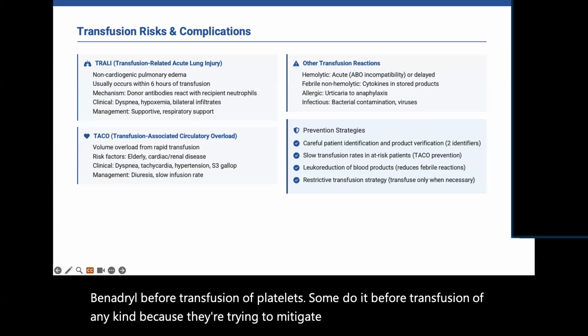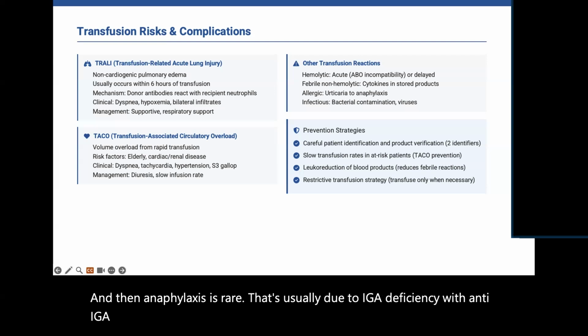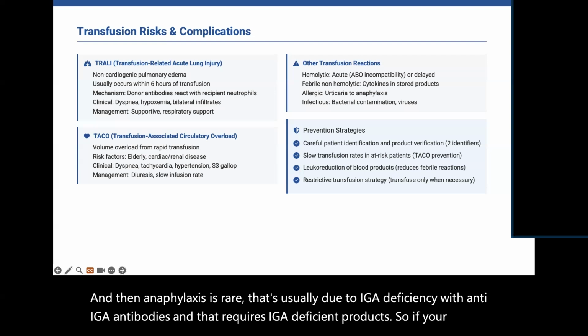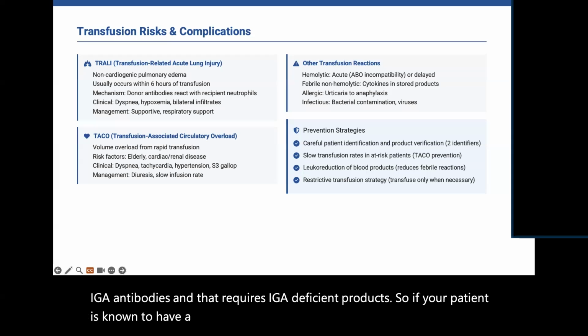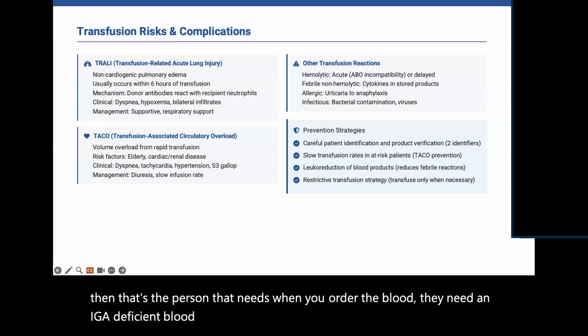And then anaphylaxis is rare. That's usually due to IgA deficiency with anti-IgA antibodies, and that requires IgA deficient products. So if your patient is known to have a primary IgA deficiency, like we talked about in week 1, then that's the person that, when you order the blood, needs an IgA deficient blood product.